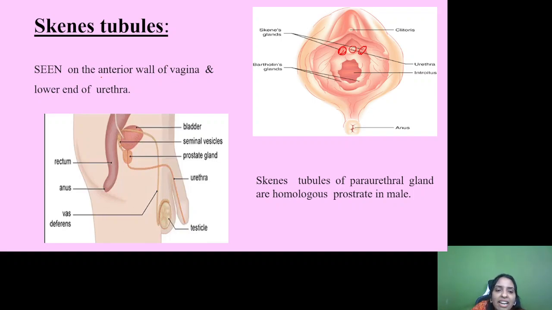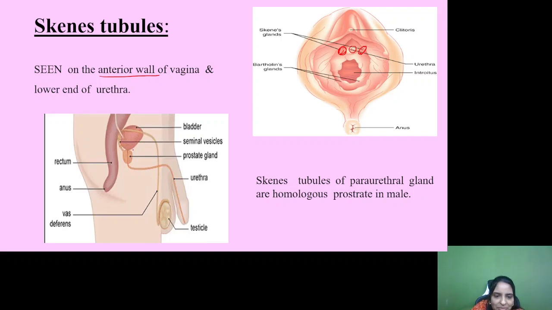Where do we see it? The anterior wall of the vagina, right? This is the vagina, just anterior to it and just posterior to the urethra. Where are the Skene's glands located? Just anterior to the vaginal wall, posterior to the urethra. See how small they are, and how they are situated beside the urethra, like that only.